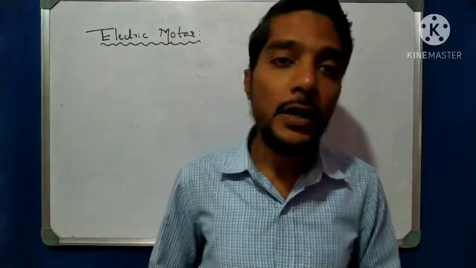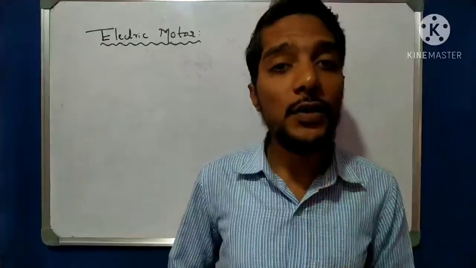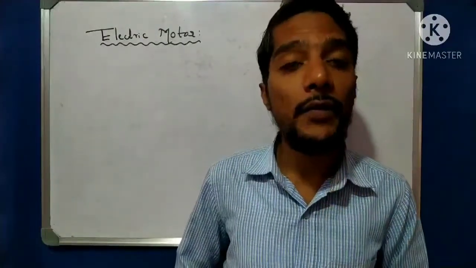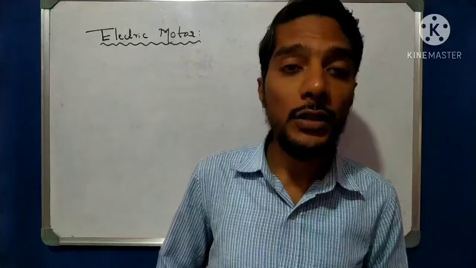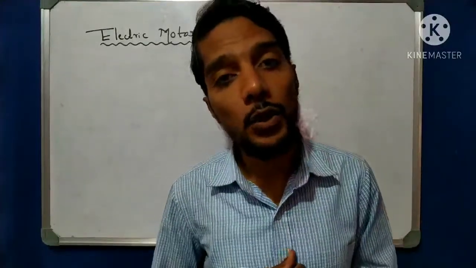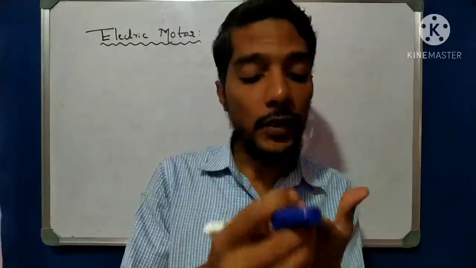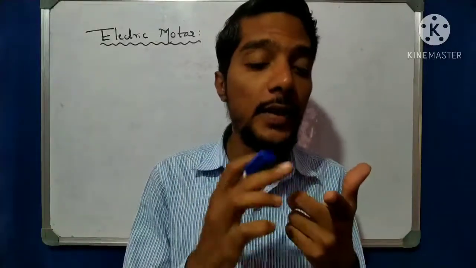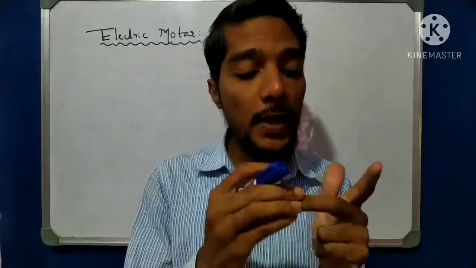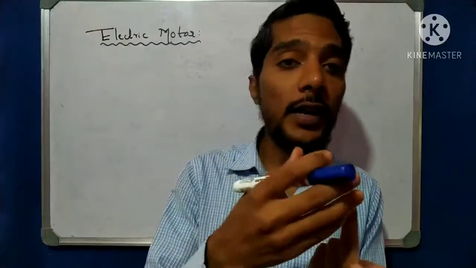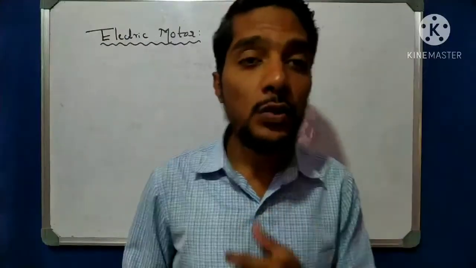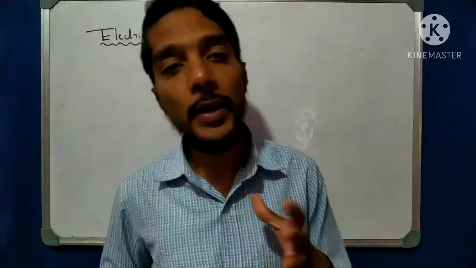In the last video we learned about Fleming's left hand rule, in which the thumb indicates the direction of motion of the conductor, the first finger, the index finger, indicates the direction of the magnetic field, and the middle finger, the second finger, indicates the direction of the current. So in that video we studied Fleming's left hand rule.